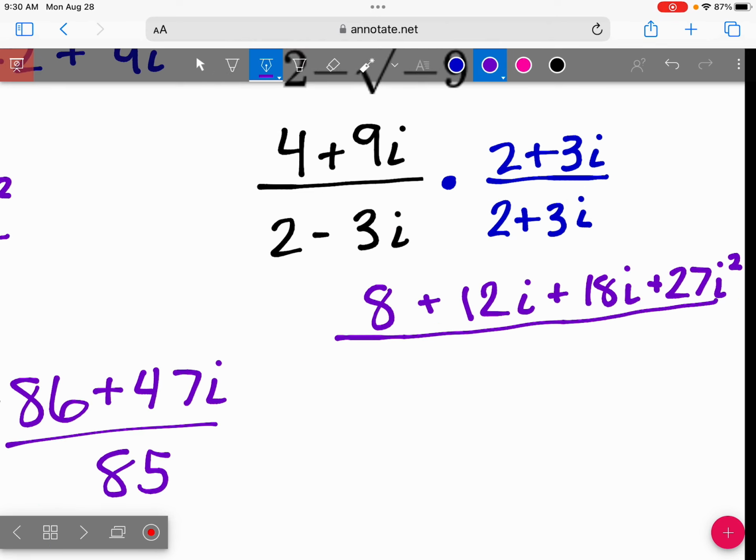I'm on the edge of my screen. And it's crooked, but that's okay.